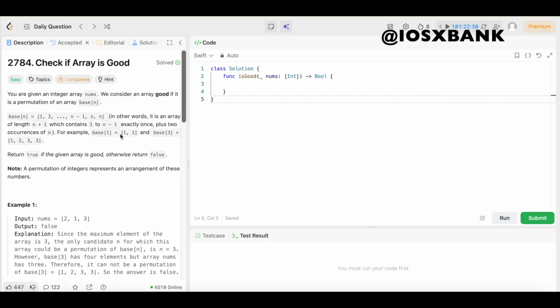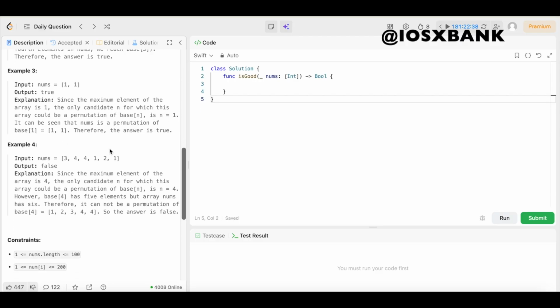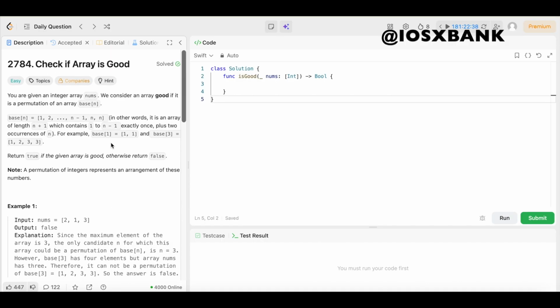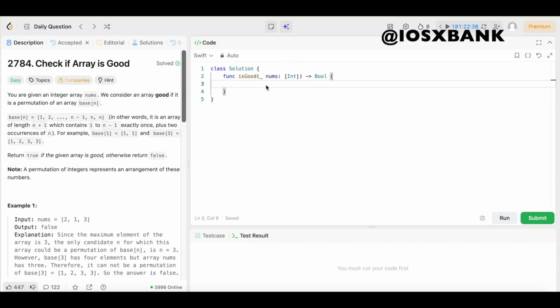It says up here, in other words, it is an array of length n plus 1 which contains 1 to n minus 1 exactly once. So in this case, n is 4, so this should have the numbers 1 through 3 exactly once. But this has the number 1 twice. So that's another way that we know that this is not a good array. So we return false as our output, y'all. So I hope that makes sense to y'all.